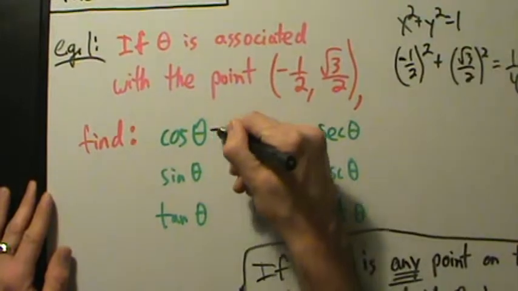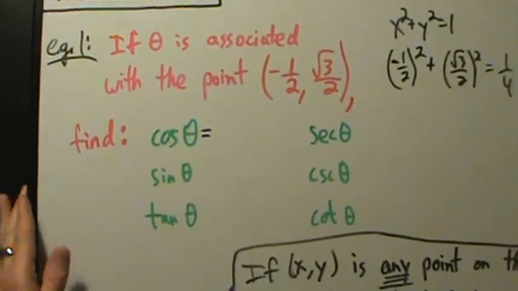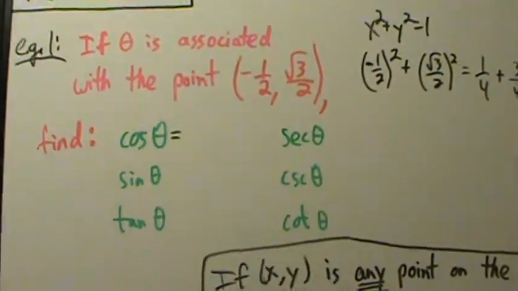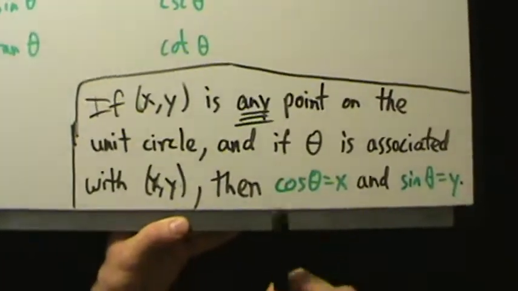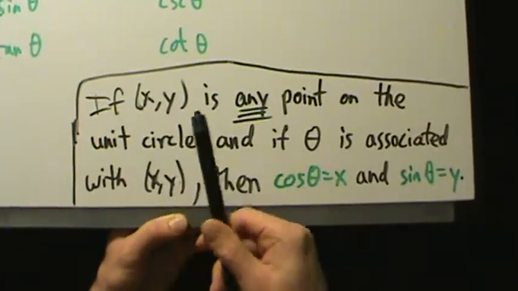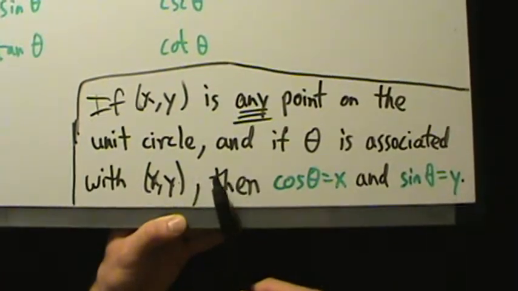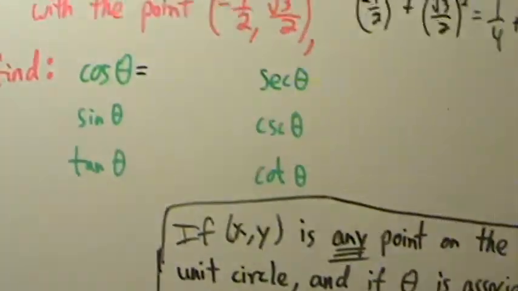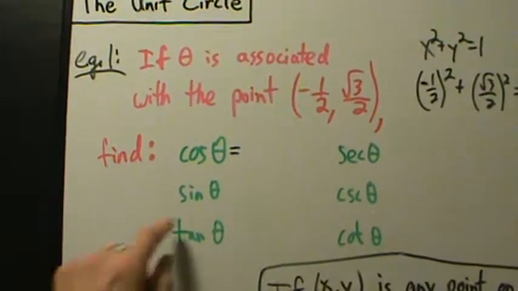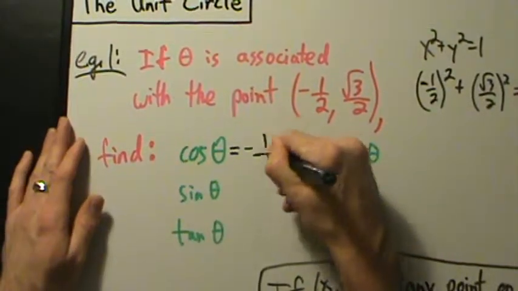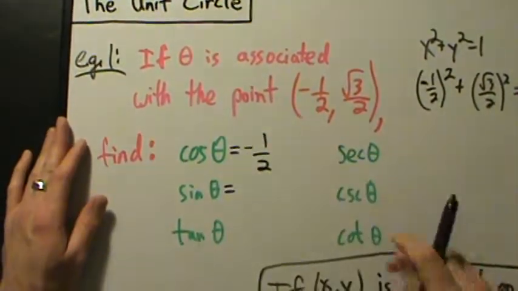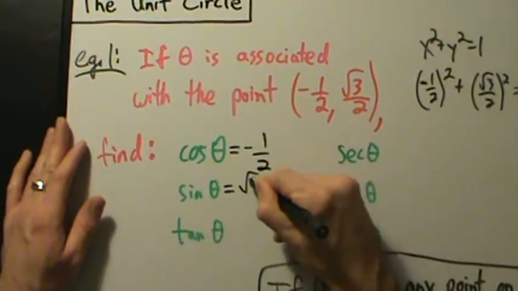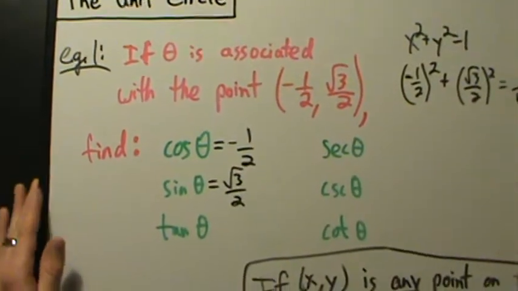Now, what's the cosine of theta? It really is this simple. This is a point on the unit circle. What we found out earlier was that if we have a point on the unit circle, and theta is associated with that point, then cosine of theta is the x-coordinate and sine of theta is the y-coordinate. So what's the cosine of theta? It's the x-coordinate, negative 1/2. What's the sine of theta? It's the y-coordinate, root 3 over 2. It really is that simple.